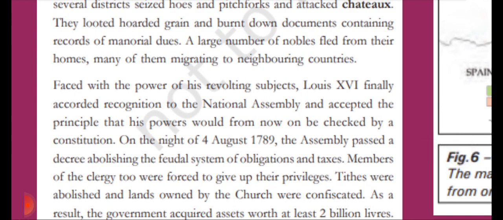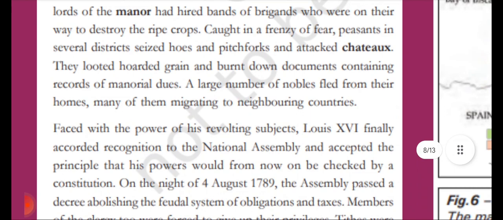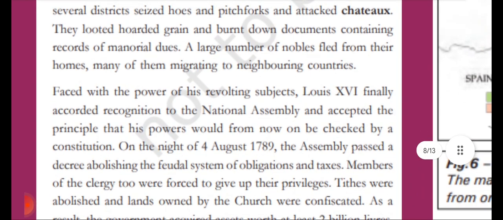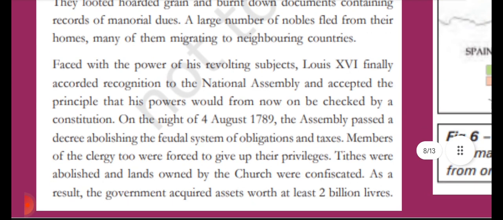There were duties; big manors and palaces were there, and there were so many servants, and things were recorded in the manor. So everything was hoarded, taken. A large number of nobles fled from their homes, many of them migrating to neighboring cities. So people began moving here and there, collecting things from very wealthy houses, stealing things and putting them in their own houses. Many of the soldiers were being troubled by the ordinary farmers, because the farmers themselves did not have any money. It was a bad harvest, but these soldiers kept on asking for taxes.